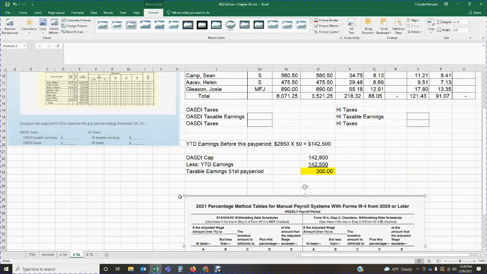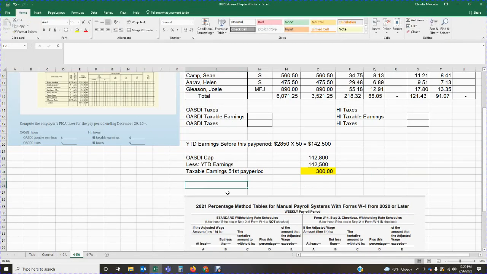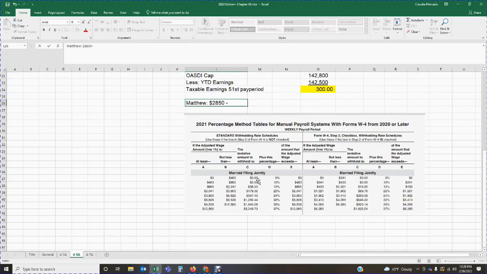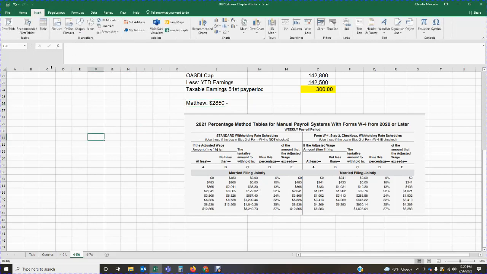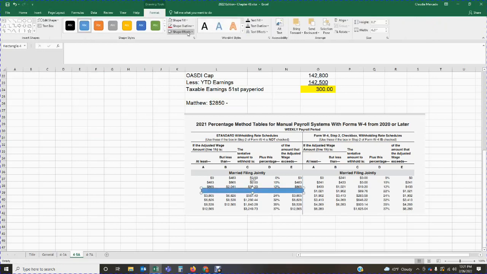Okay, so let me do my calculation down here for John Matthew. We know that Matthew earned $28.50. We're going to locate Matthew on the table. Matthew is married filing joint. So let's locate Matthew, and Matthew makes $28.50. So Matthew would be in this fourth tier right here.